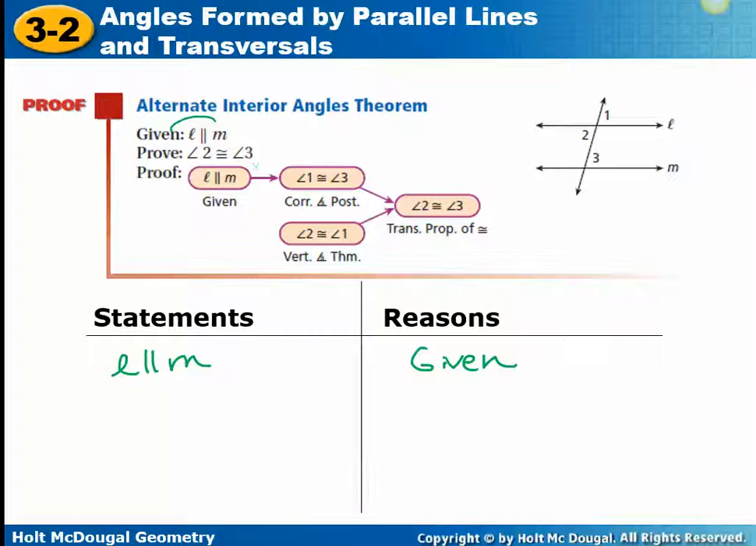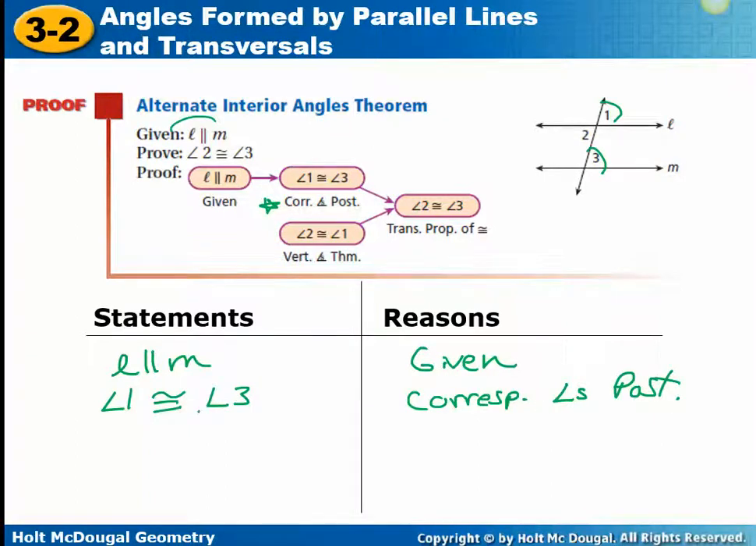So we start with our given, and then from that, what do we know? Well, if they're parallel lines cut by a transversal, then by the corresponding angles postulate, which I assume is true, angle 1 will be congruent to angle 3. So that's what we write down here. Angle 1 is congruent to angle 3, because of the corresponding angles postulate.